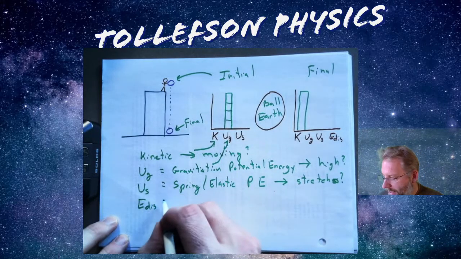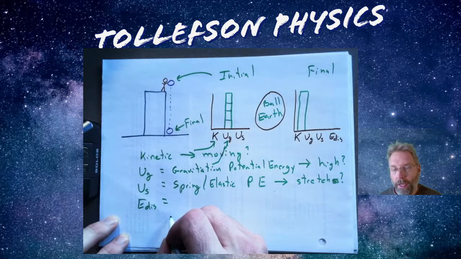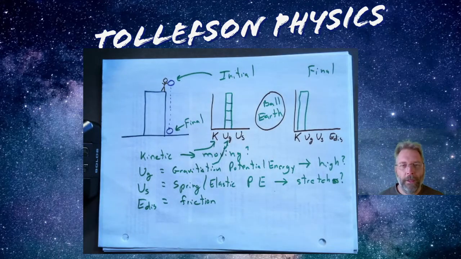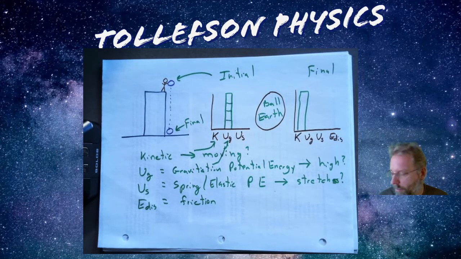It says EDIS, which is dissipated energy. So this is like due to things like friction. So it's something that is difficult to get back. So if we have friction, then it's really hard to get that energy back. It goes into heating up the surfaces, maybe making some sound, things like that. Matter of fact, something like that will happen when the ball hits the ground too. The ground will absorb some energy. But we're not looking at that. We're looking right before it hits the ground. So that's what that last one is, dissipated energy.